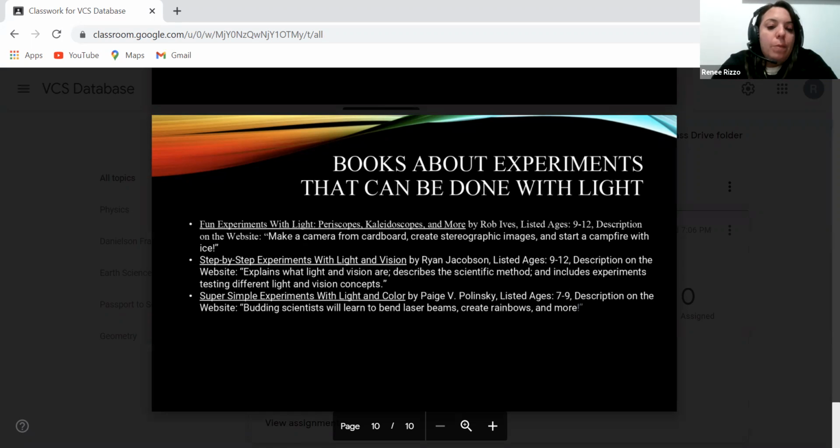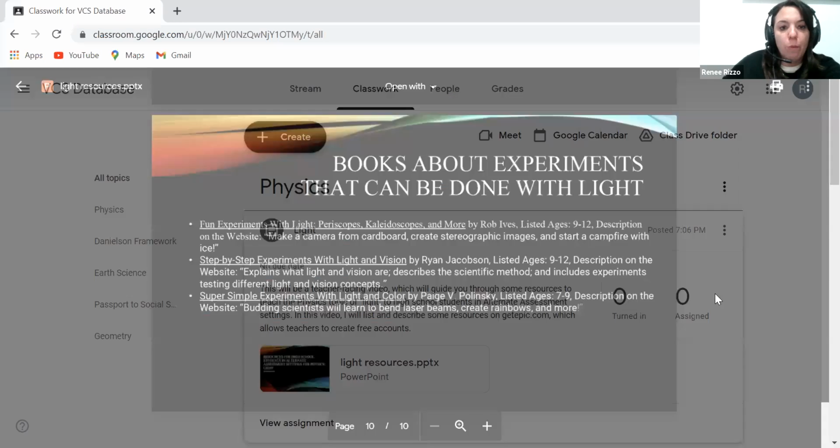Super Simple Experiments with Light and Color by Paige V. Polinsky, ages 7 through 9. Description: Budding scientists will learn to bend laser beams, create rainbows, and more.